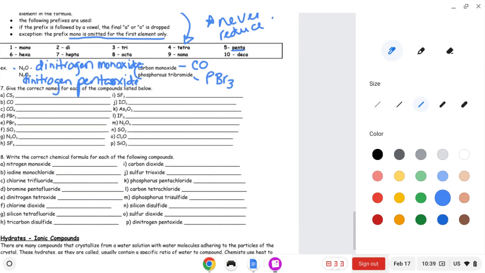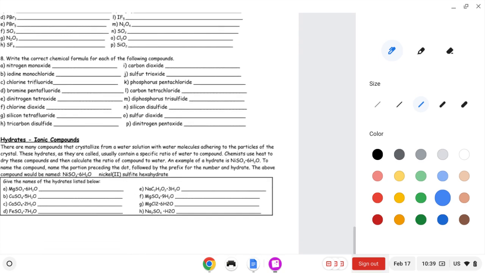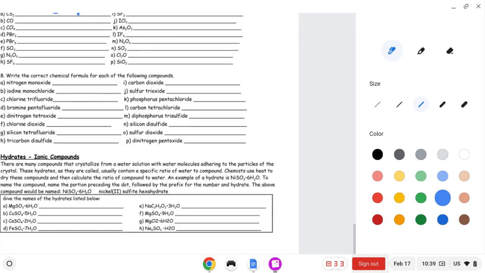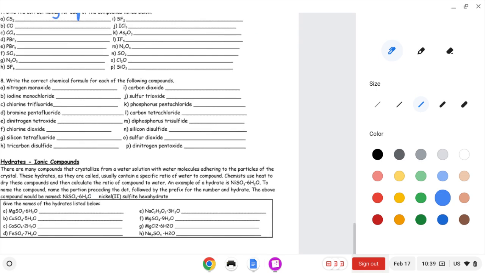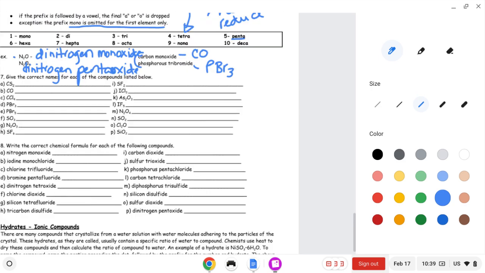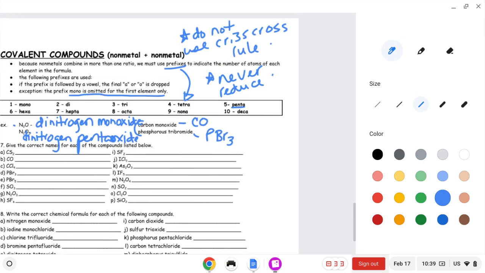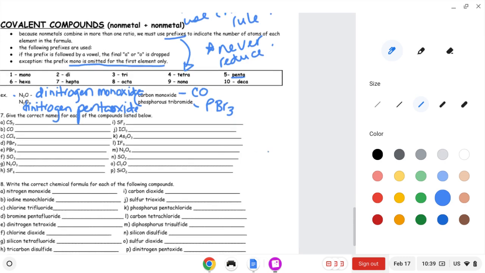You have several to try here. And then there's some hydrates down at the bottom. These are ionic, so they're not covalent. If you're interested in trying these on your own, go for it, but I am not going to force you to do the hydrates. We're just going to focus on those ionic compounds that we talked about the other day, and then these simple covalent compounds here as well. Okay, good luck.